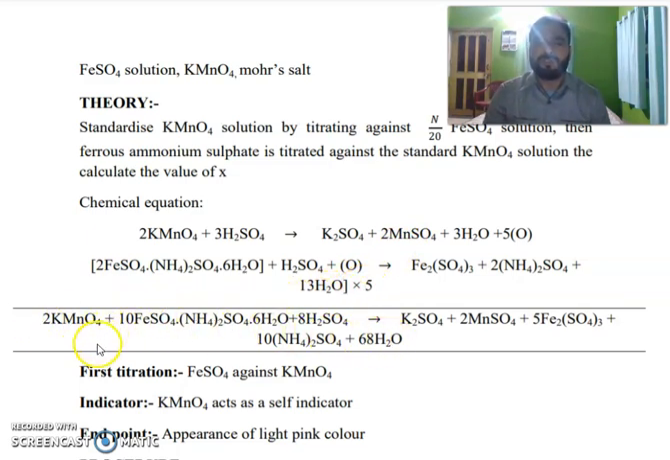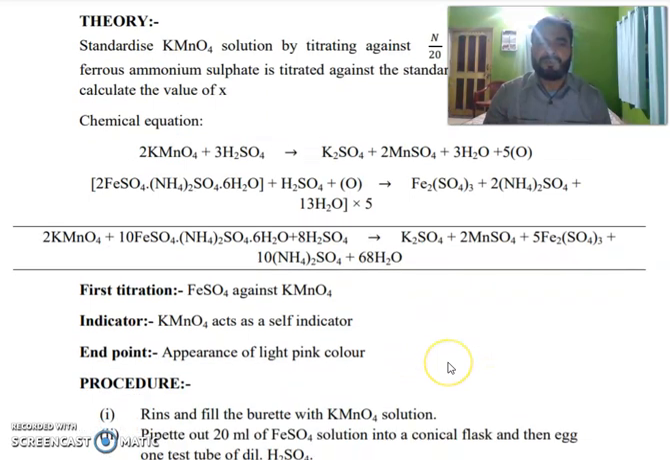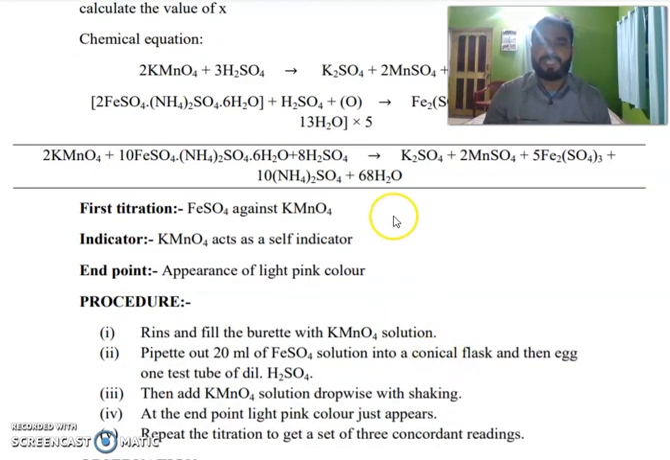2 moles KMnO4, 10 moles ferrous sulfate ammonium sulfate 6H2O, 8 moles H2SO4, gives K2SO4, 2 moles manganese sulfate, 5 moles ferric sulfate, and 10 moles ammonium sulfate and 68 water molecules. And this equation is a balanced equation. Now, first titration, ferrous sulfate against KMnO4.